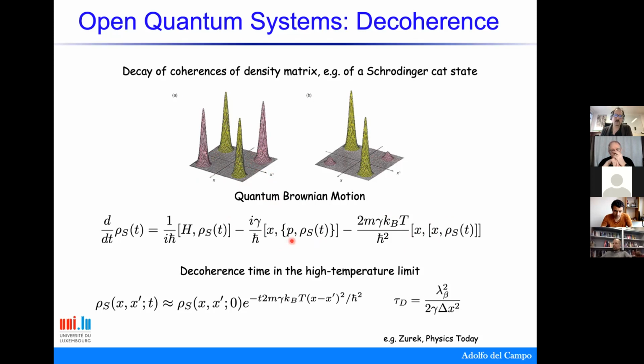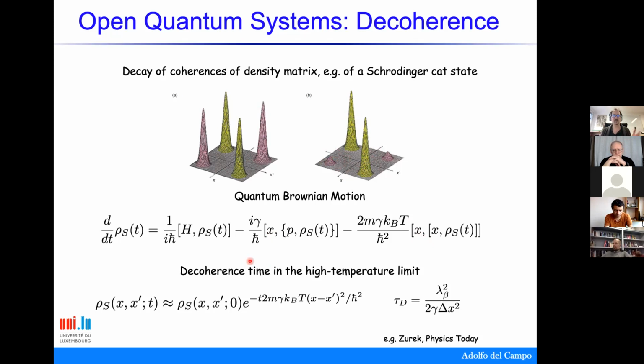But if you just consider the case of large temperatures, the main effect is going to be given by this double commutator, which is a very simple dissipative channel inducing dephasing. What you see is that the coherences in the density matrix, in the basis of the operator involved here, are suppressed as a function of time. So you have a coherent state, and it decoheres, and only the classical part survives, so to speak.